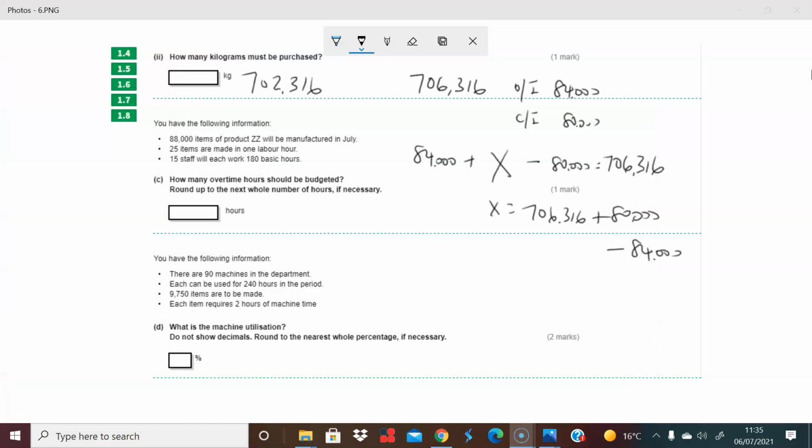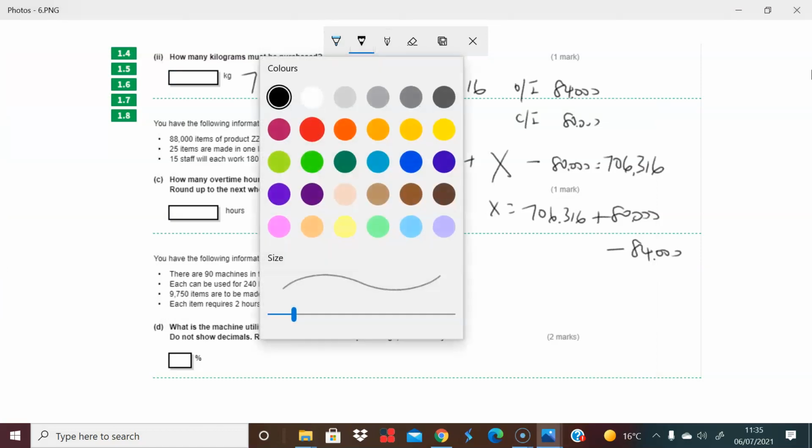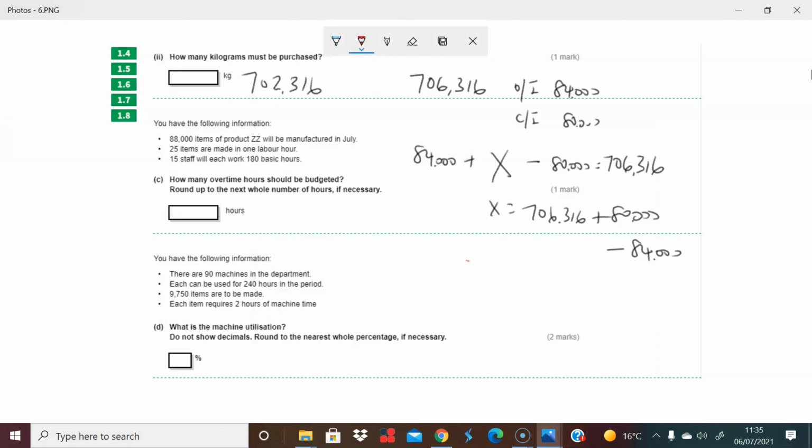Okay, let's look at labor. I'll just change my pen color here a little. So labor here, we're arguing that 88,000 items will be made in July, and 25 items are made in 1 labor hour. So we need to make 88,000 to satisfy that demand. Divide those two things, of course, and you will have a total of 3,520 hours. That's what you need in total.